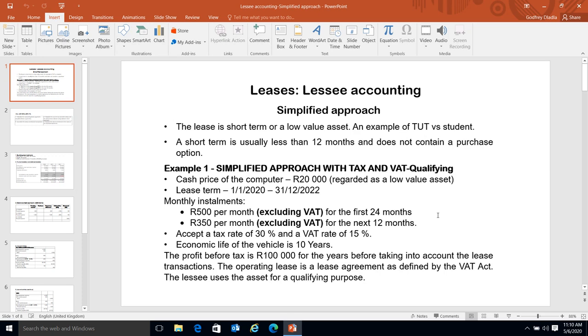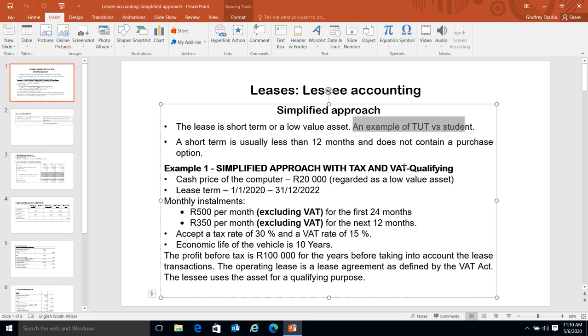Welcome back, students. On this one, I want to explain the simplified approach under Lessee accounting. Now, which situation are we talking about? We are talking about an example of TT versus a student, right? This is basically the example that we made in the other slide when we were explaining the difference between the general approach and the simplified approach.